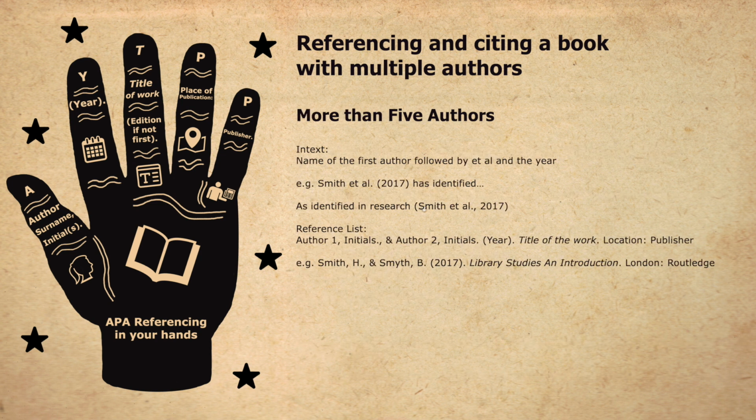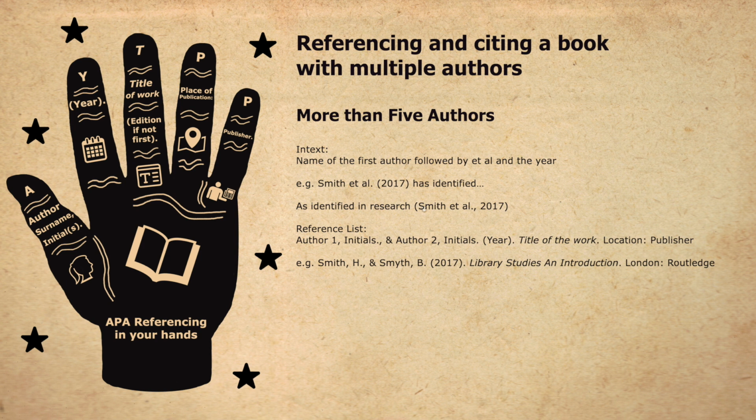When you have a book that has more than 5 authors, this again changes. You will name only the first author, and again, as with subsequent citations previously seen, we would put et al. after the first name and then followed by the year. For example, Smith et al. 2017. This indicates that there are a number of other authors who are not named.